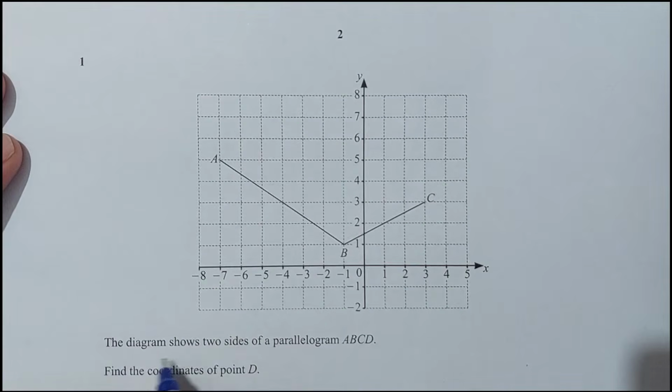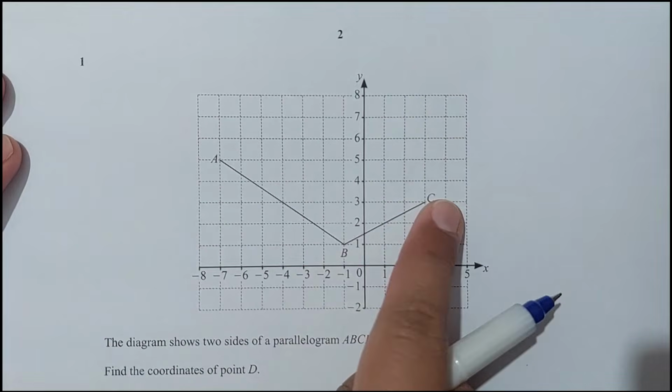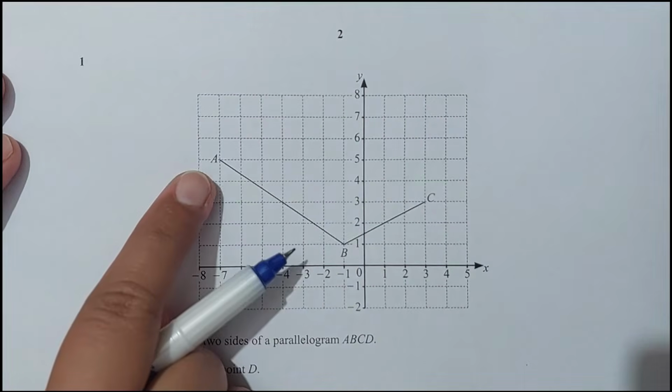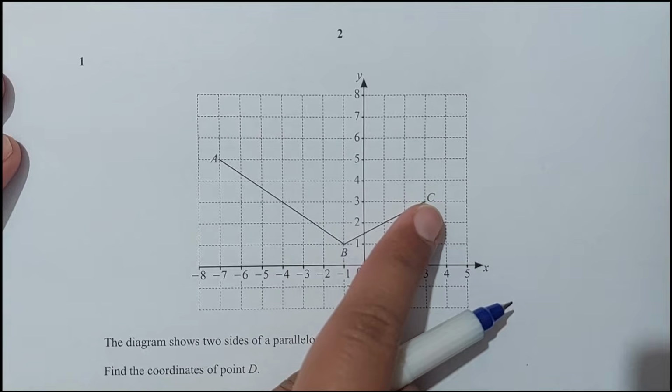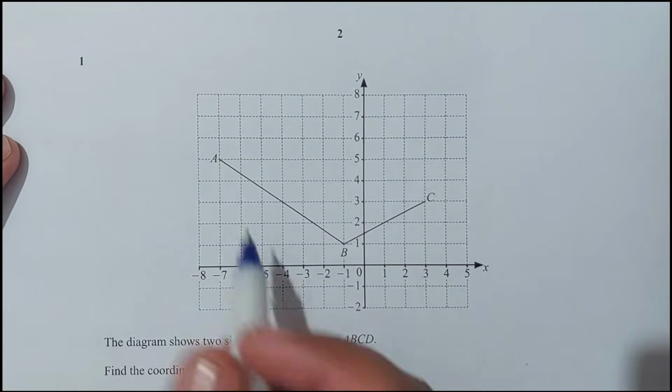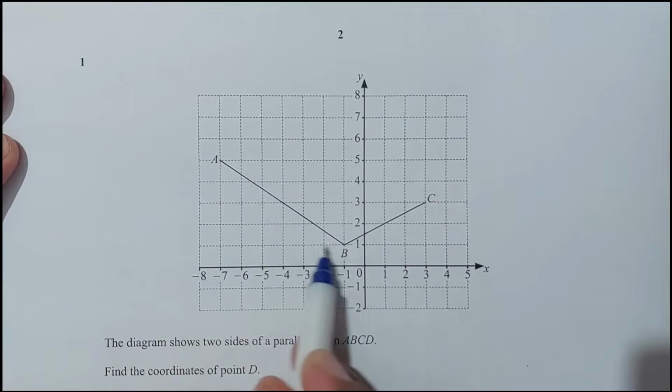Question number 1, the diagram shows three points of the parallelogram ABCD. Find the coordinates of point D. We know A, B, C, but we don't know D. Since it is a parallelogram, the length of AB and the length of CD are the same, and the length of BC and AD are the same. Let me find out these lengths.